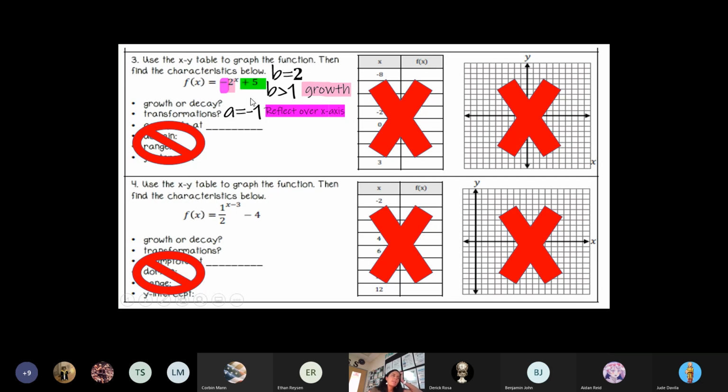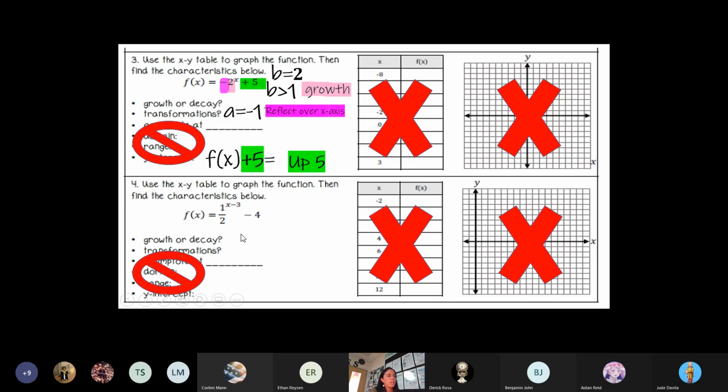Then I'm going to look at this +5. The +5 is going to tell me that it's moving up 5. And so I did write that in function notation. So that's saying that my y value, I'm adding 5 to my function or adding 5 to my y value. So that's going up.